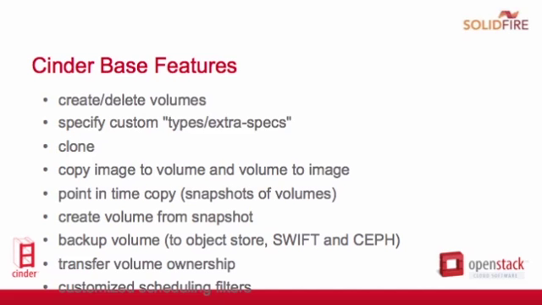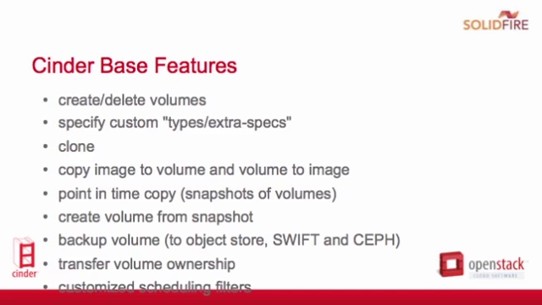We also have the ability to do things like specify custom types and then also add things that we call extra specs. So an admin can go in and set up types and extra specs for the volume service, and these will do things like specify, say, I want certain QoS levels, or I want a certain back end to be targeted for this type, so on and so forth.